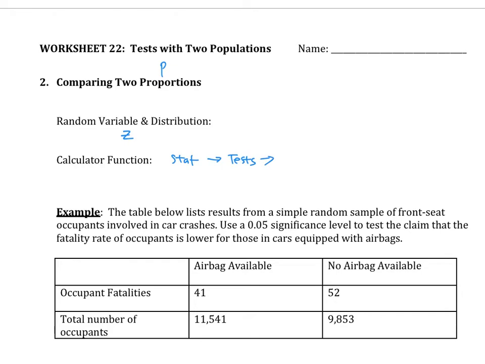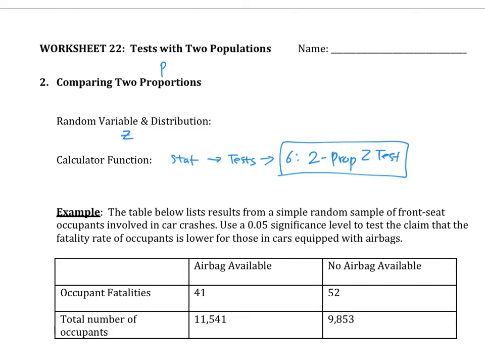And instead of selecting 1-PropZTest, because now we're comparing two populations with two samples, we'll use option 6, 2-PropZTest. Notice that it is 2 prop. That means we are comparing two proportions with two samples. So instead of one prop, we're using 2 prop in this case. All right, let's look at the next example.